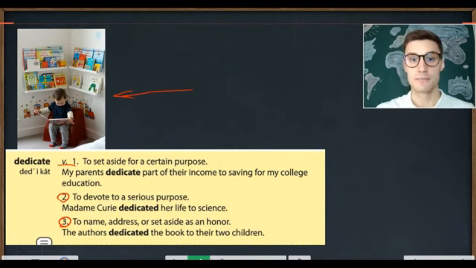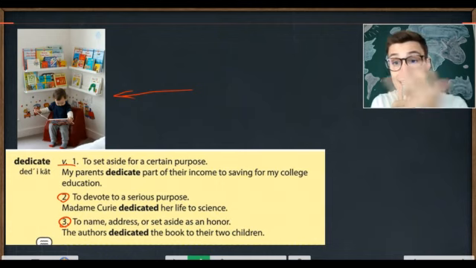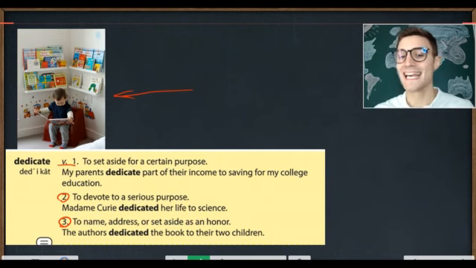So you can dedicate your win or your achievement to someone who helped you. Lots of the times, if you watch a fight, like a boxing fight or MMA fight, afterwards the winner will dedicate their victory to their trainer or to God or someone who helped them. I dedicate this victory to my dad, he really helped me. The authors dedicated the book to their 2 children.